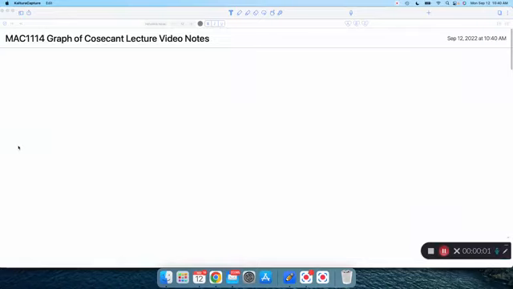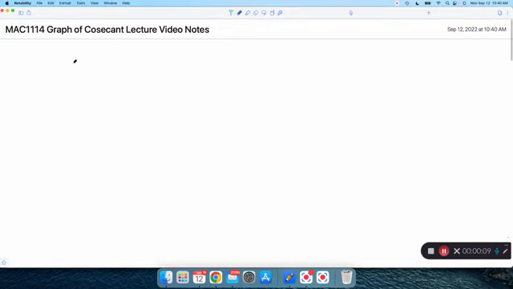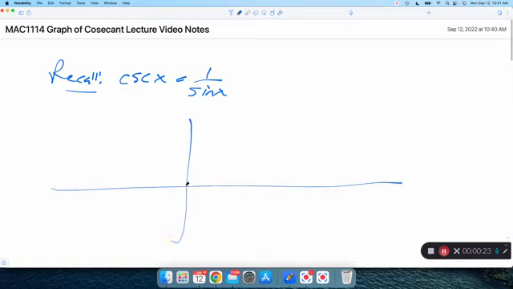Okay, let's talk about the graph of cosecant. So it's a lot like secant, the exact same idea. Recall, cosecant of x is just 1 over sine of x. And again, we should be experts at graphing sine of x.